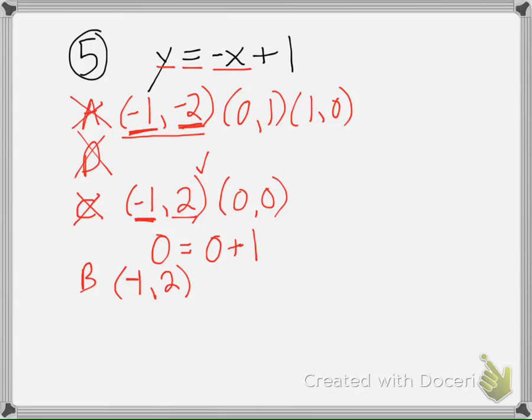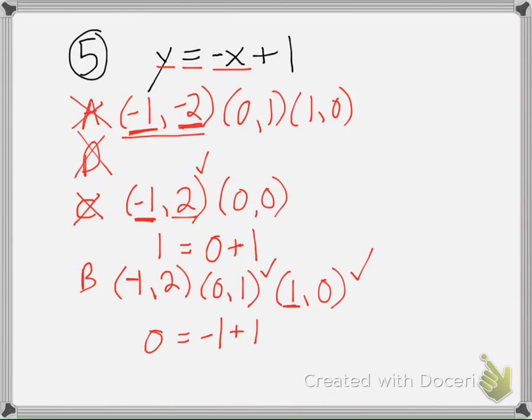The next point is (0, 1). So my y value is 1 and my x value is 0. Well, look at that. That's basically the same thing we just had, only I make it 1 equals 0 plus 1 instead of 0 equals that. Does 1 equal 0 plus 1? Yes, so that one's correct. And then the last one I have is (1, 0), which means 0 equals -x plus 1. Look at x. What's x here? x here is +1, so -x is -1, plus 1. Does 0 equal -1 plus 1? Yes. So all three values work out for this one, so B is the correct answer.